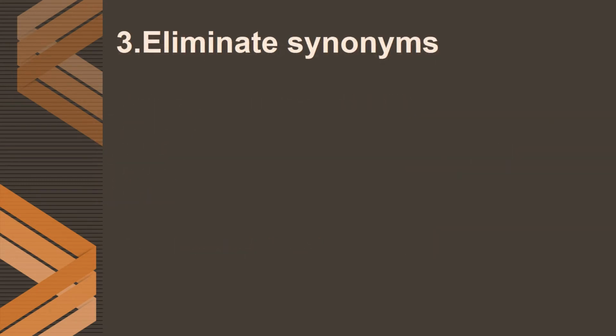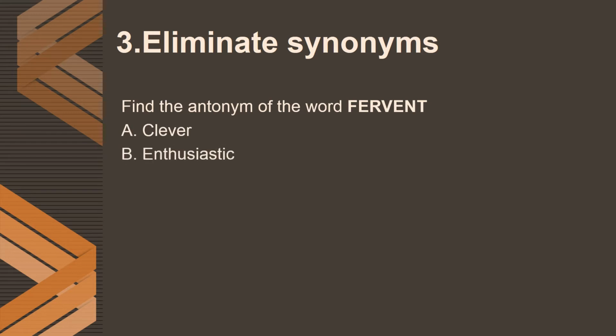In the case of antonyms, eliminate choices that are synonymous. Look at this example. Find the antonym of the word fervent. The options are clever, enthusiastic, curious, and uninterested. Here, the options enthusiastic and curious are synonymous to the word fervent. Hence, these can be eliminated. Out of clever and uninterested, the correct answer is uninterested.